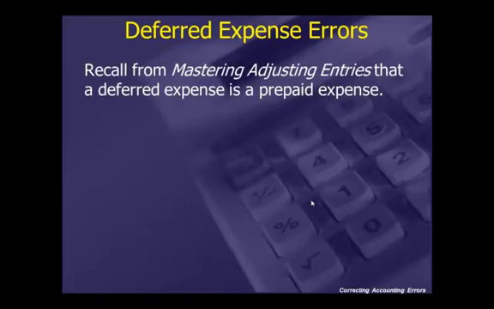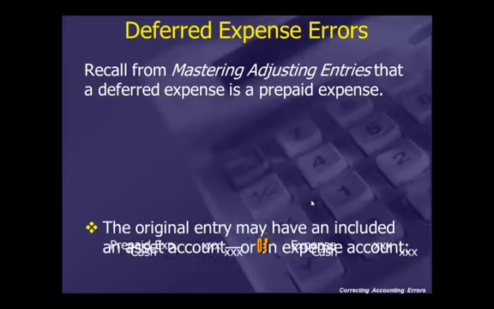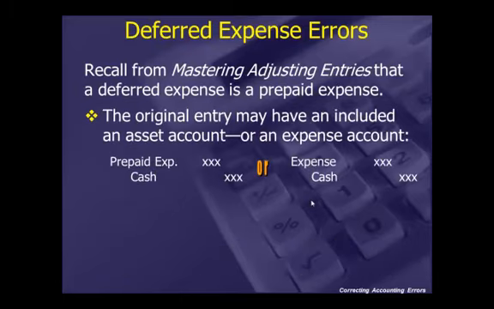Let's look now at deferred expense errors. Keep in mind, deferred expense is a prepaid expense, so it shows up as an asset. Supplies, prepaid insurance, prepaid taxes, prepaid rent: those are prepaid expenses, which in fact are assets. So the original entry may have included that asset account, the prepaid expense, and a credit to cash. Or we may have taken the alternative approach where we debited its expense account and credited cash.